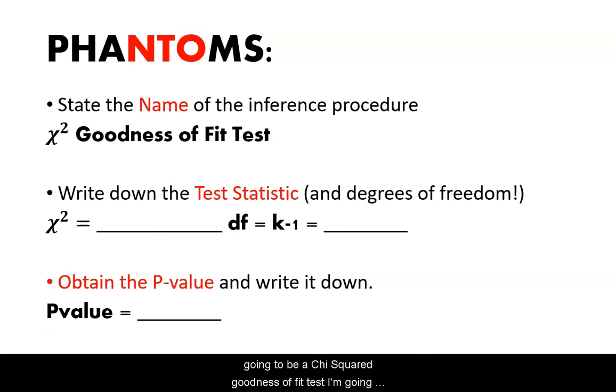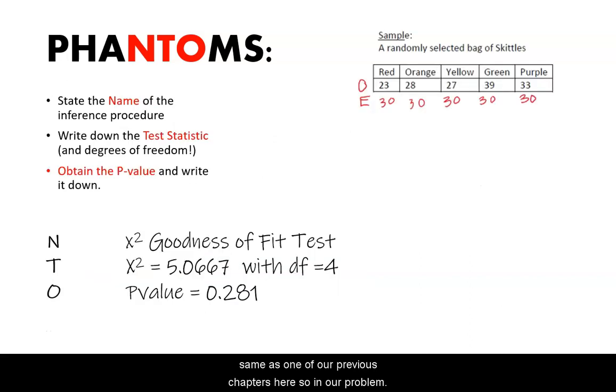That's going to be a chi-squared goodness of fit test. I'm going to write down the test statistic. That's going to be a chi-squared value and the degrees of freedom. Remember, degrees of freedom in a chi-squared goodness of fit test is k minus 1, where k is the number of categories. And I'm going to obtain the p-value and write it down. So just the same as some of our previous chapters here.